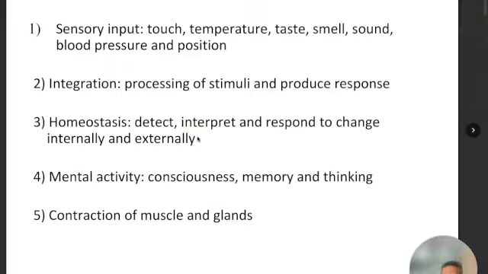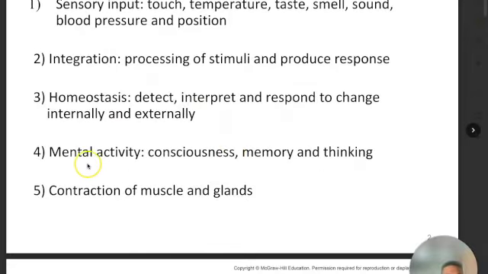Homeostasis, it makes changes. Mental activities, consciousness, memory, and thinking, that's part of the brain, which is in the central nervous system, part of the central nervous system. And it helps contraction of muscle and glands whenever it needs to respond to something.